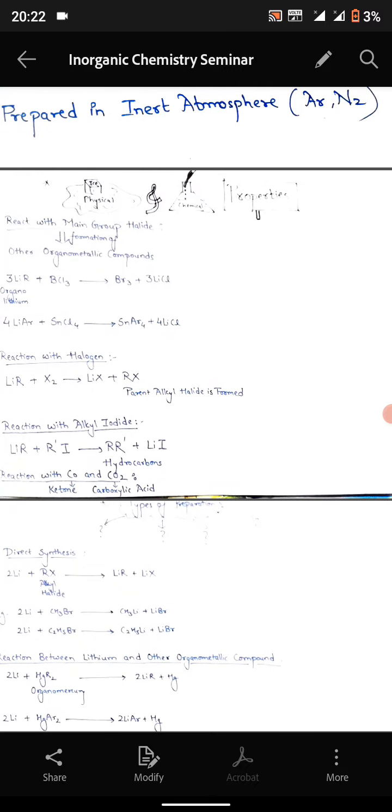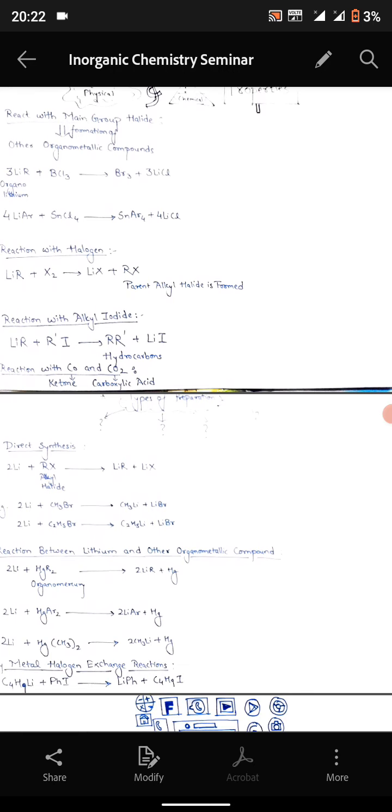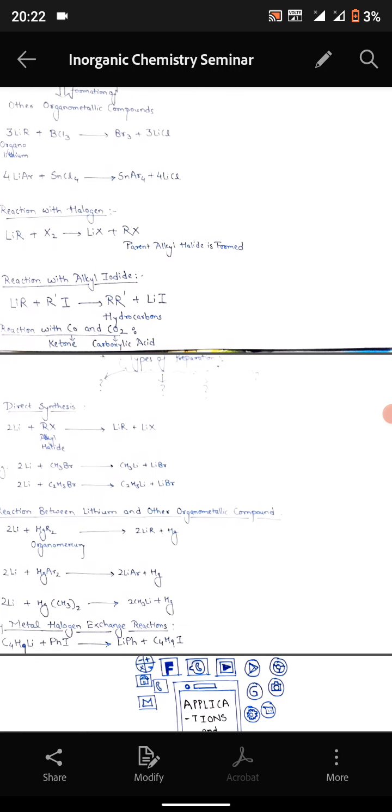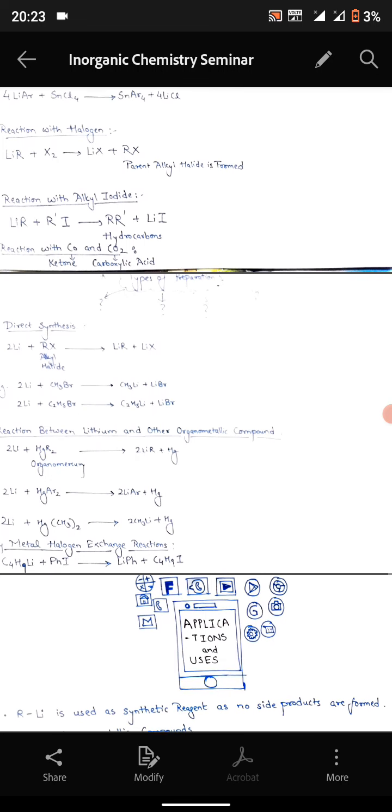Reaction with halogen. LiR plus X2 gives LiX plus RX. Here RX, the parent alkyl halide, is formed. Reaction with alkyl iodide. LiR plus R'-I gives R-R' plus LiI. Here R-R' is a hydrocarbon. Reaction with CO and CO2. When organolithium reacts with CO, it forms a ketone, and when it reacts with CO2, it forms a carboxylic acid.